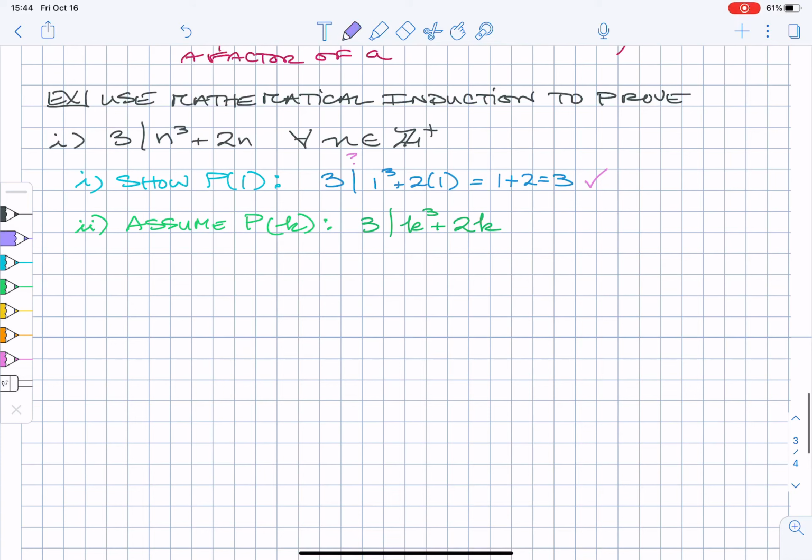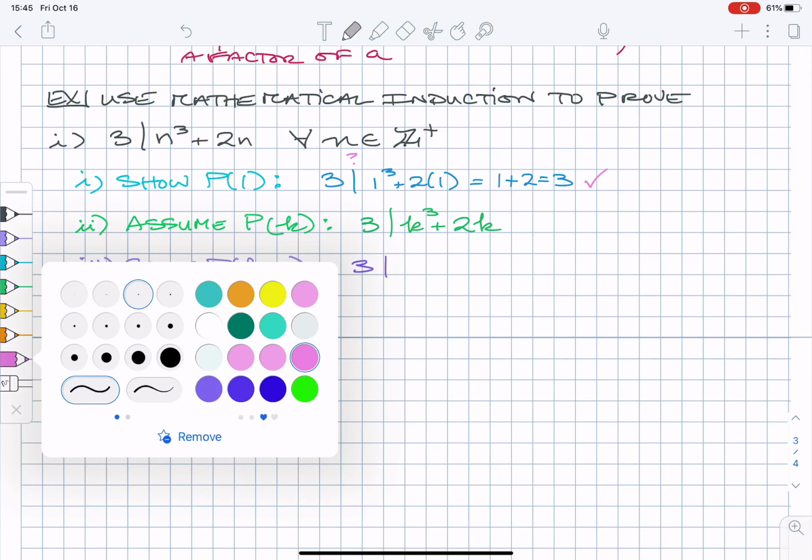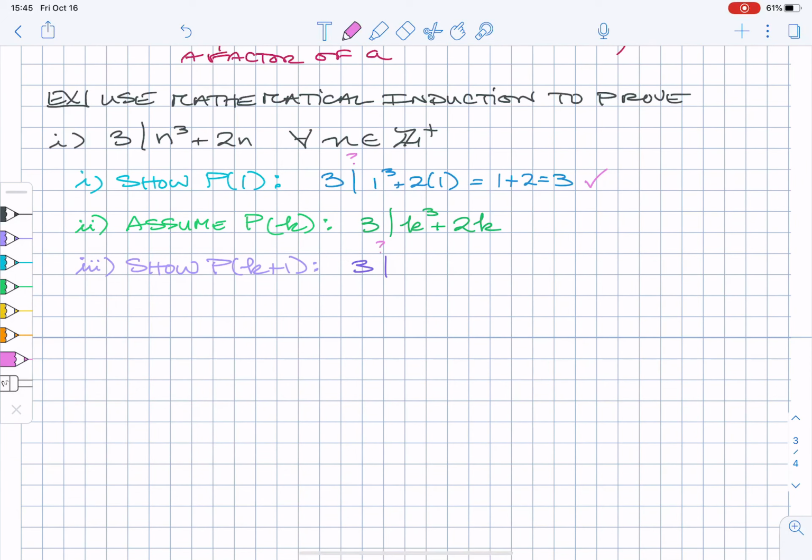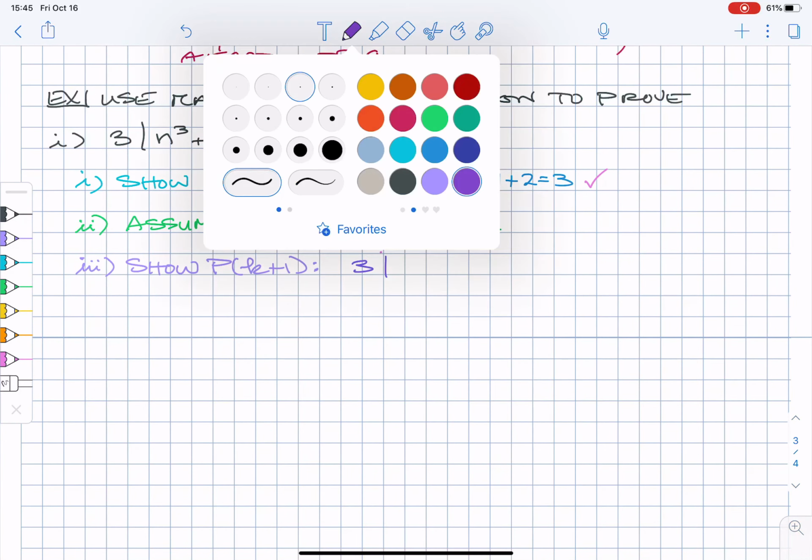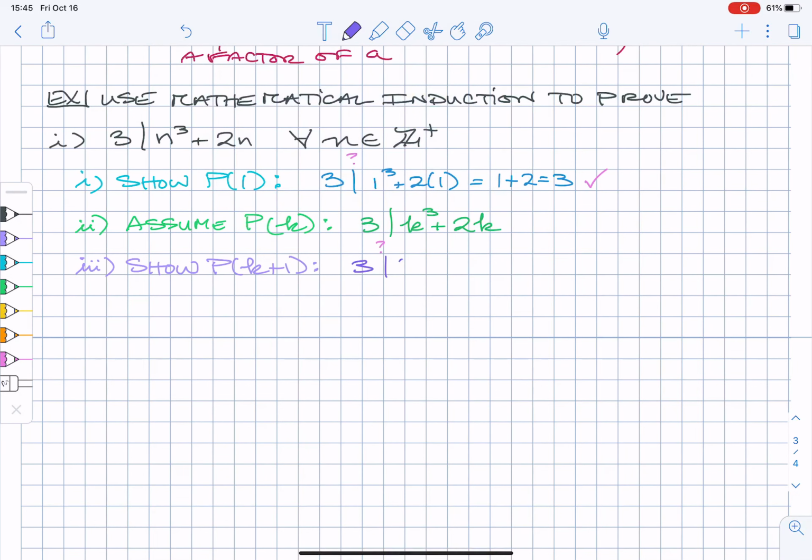And now we need to show that the proposition at k plus 1 is true based on the assumption. Okay, so does 3 divide this, which is now going to be k plus 1 cubed plus twice k plus 1.